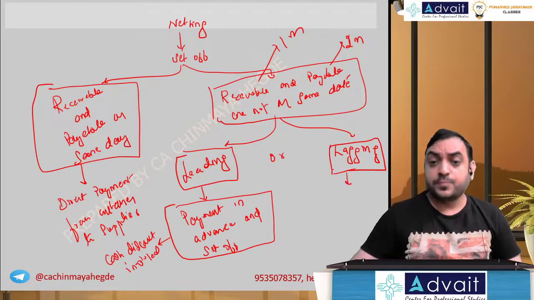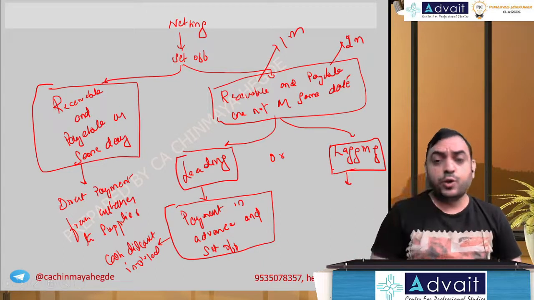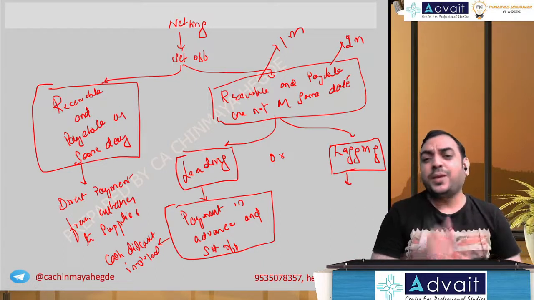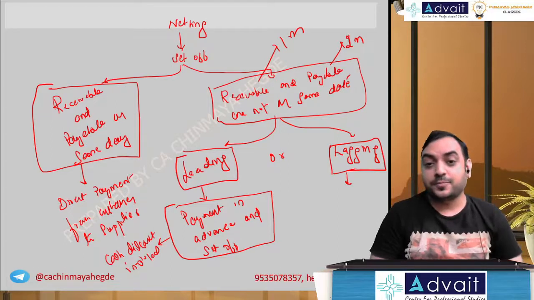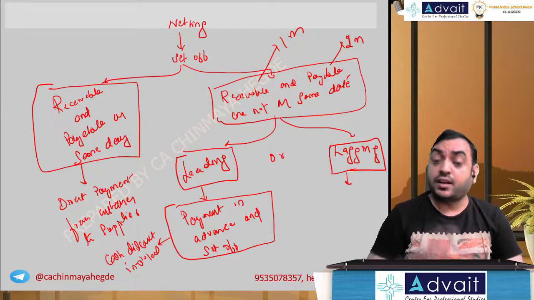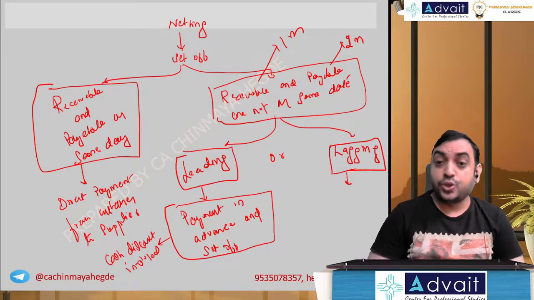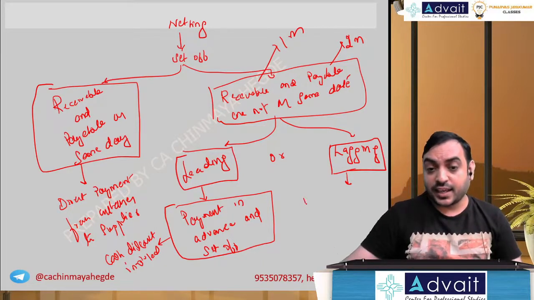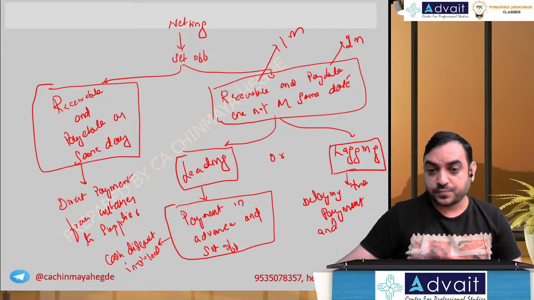And you have lagging. What is lagging? Receivable 1 month, payable 2 months. You tell the customer, don't pay me now, pay me after 1 more month. Or if payable is after 1 month, then you tell the supplier, I'll pay you 1 more month later. You are delaying the payment. Lagging means delaying the payment, and then set off. This process is called lagging.